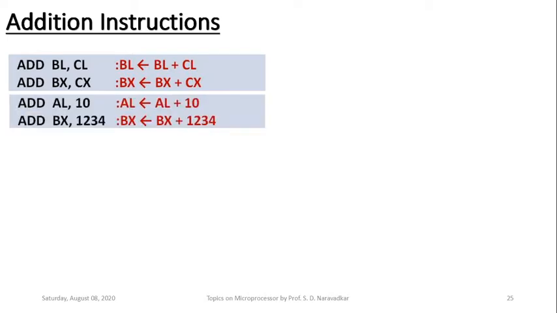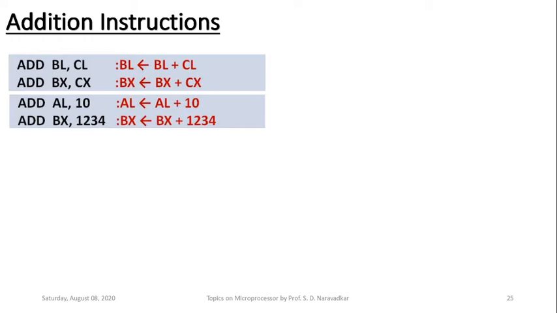Now the next instruction, where one of the operands is specified as immediate data. The third instruction is ADD AL, 10. That 10 is the immediate data, one operand. The second operand is the contents of the AL register. So AL plus 10 operation will be performed and the result is copied to the AL register, which is shown in the place of destination.